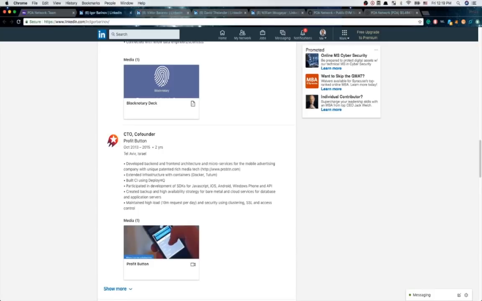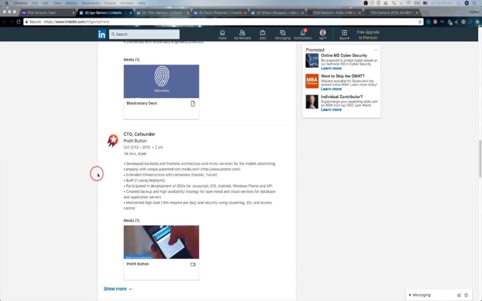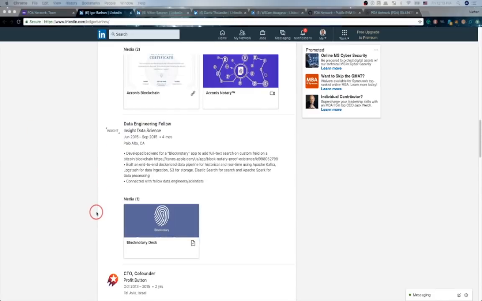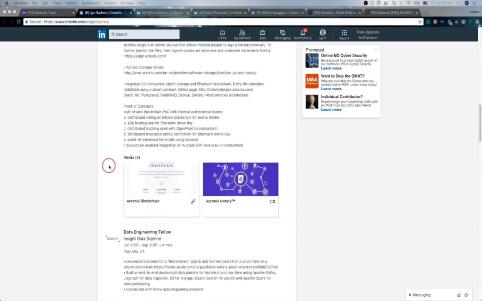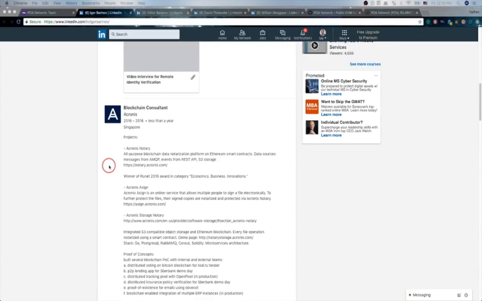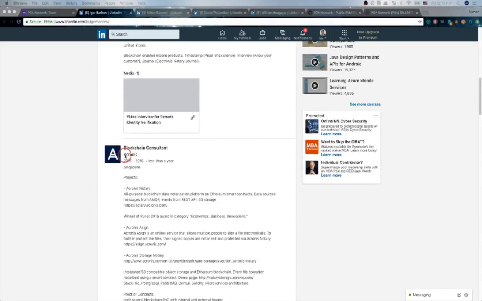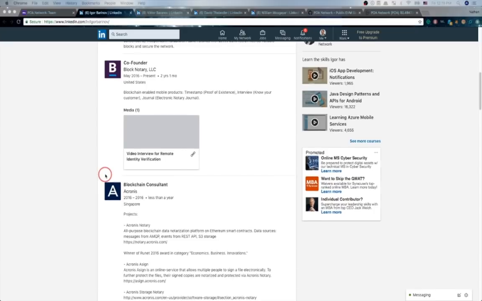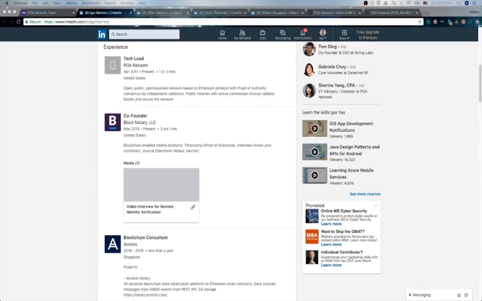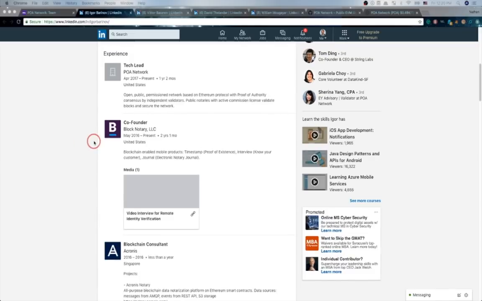He co-founded Profit Button, which is an advertising mobile application that brings in an estimated $19 million in annual revenue. He worked in data engineering, which is managing and designing the infrastructure of the back end for the application at Block Notary. And on top of that, you'll see he has a fair amount of experience in blockchain outside of that, working with Acronis, which uses blockchain as an authentication process for personal and business data. He was co-founder of Block Notary, which uses blockchain tech to store digital fingerprints of photos on the chain. So, lots of great experience.